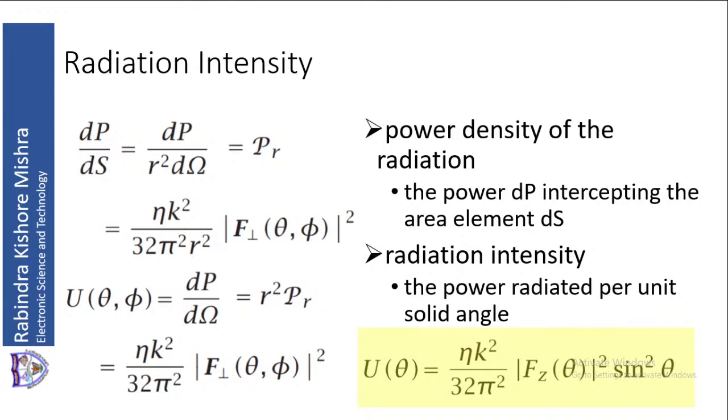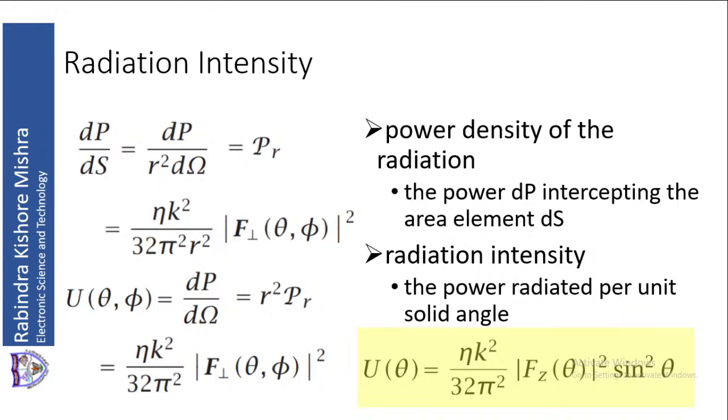So let us rewrite that. F perpendicular for a linear antenna is equal to Fz sin theta. So if I put that Fz sin theta, then U theta phi is equal to eta k square by 32 pi square remains as it is, absolute Fz theta square into sin square theta. So U theta phi varies like this.